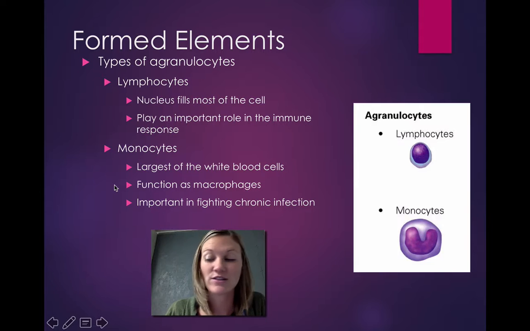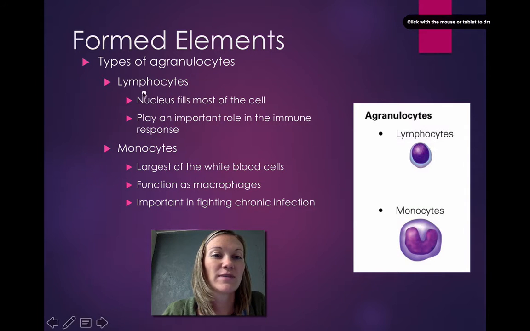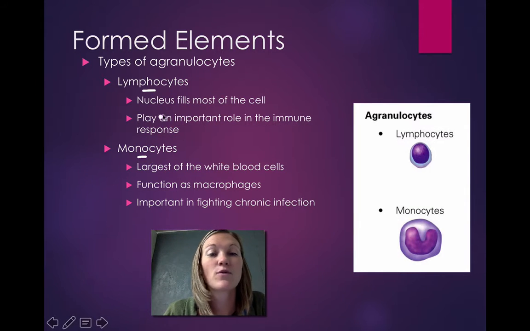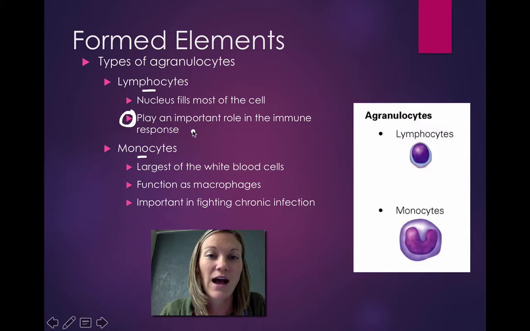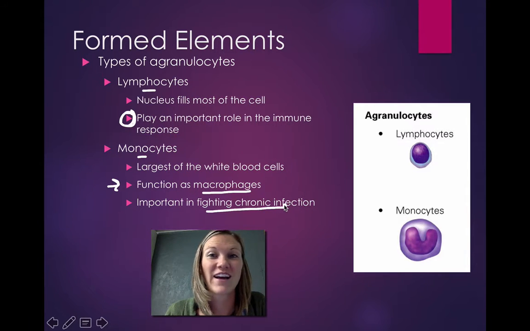Then we have the agranulocytes. Those are the lymphocytes and the monocytes. The most important thing I remember is that the lymphocytes play an important role in the immune response. We'll talk about that more when we get to the immune system. And then the monocytes, I would say that these become the macrophages. They are going to fight chronic infection.